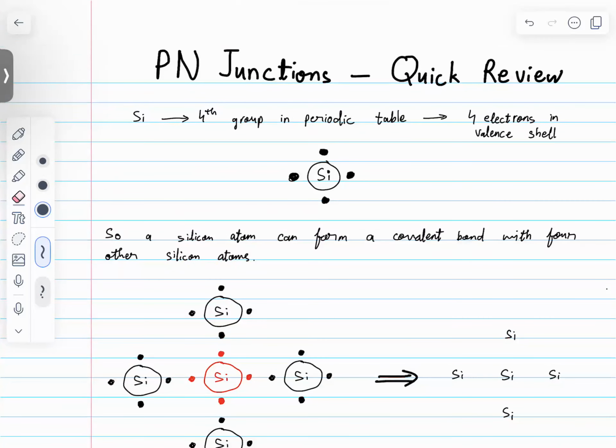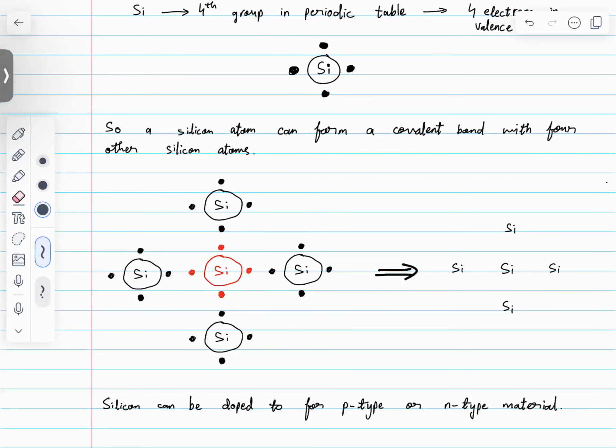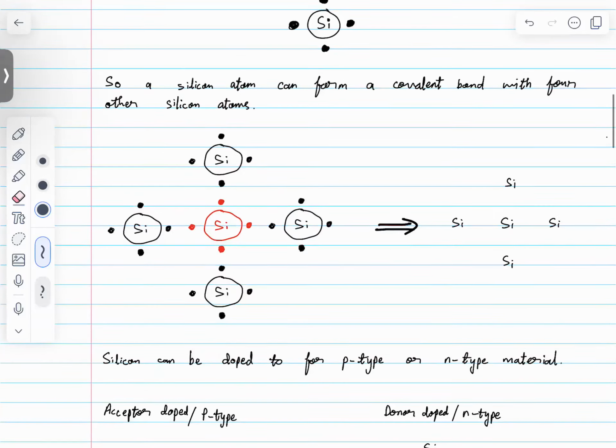We know that silicon is an element in the fourth group of the periodic table. And what that basically means is that each silicon atom has four valence electrons, right? And so that also means that each silicon atom can form a covalent bond with four other silicon atoms by sharing electrons in its valence shell.